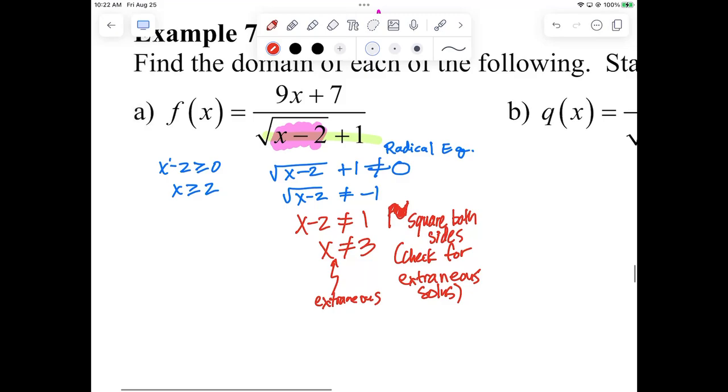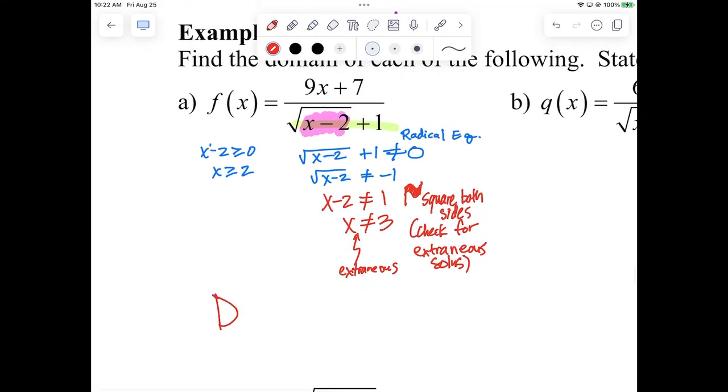So we don't need to exclude him. He is not causing a 0. So our domain then is just going to be the set of all x such that x is greater than or equal to 2. And we avoided a costly lawsuit potentially from x equals 3.